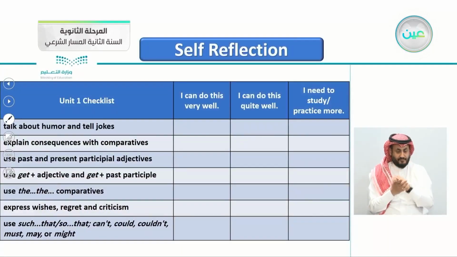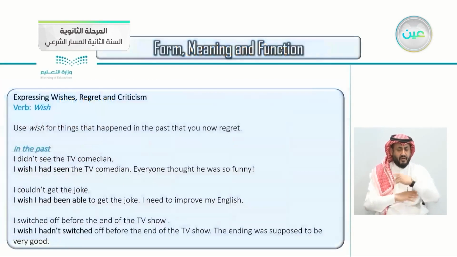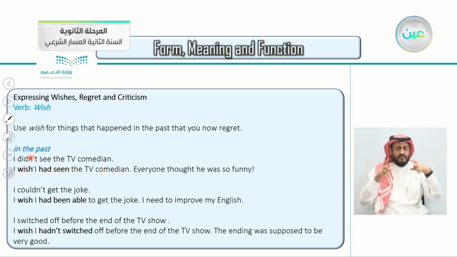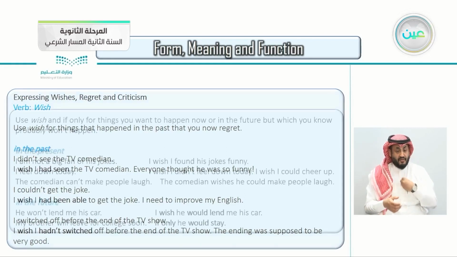Also, expressing wishes, regret, and criticism. If you remember this lesson from the four meaning function, we use wish for things that happened in the past that you now regret. For example, when you say, I wish I had seen the TV comedian, because you didn't see it last night, so you regret not seeing him. Another example: I couldn't get the joke. I wish I had been able to get the joke. Notice all of these are in the past.